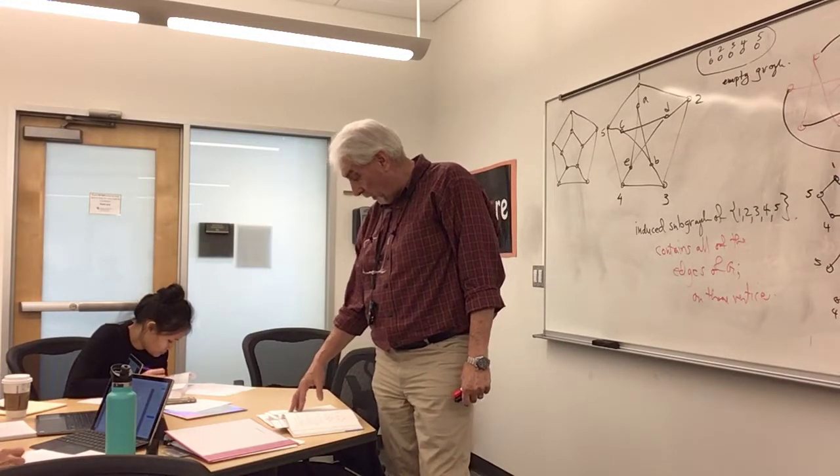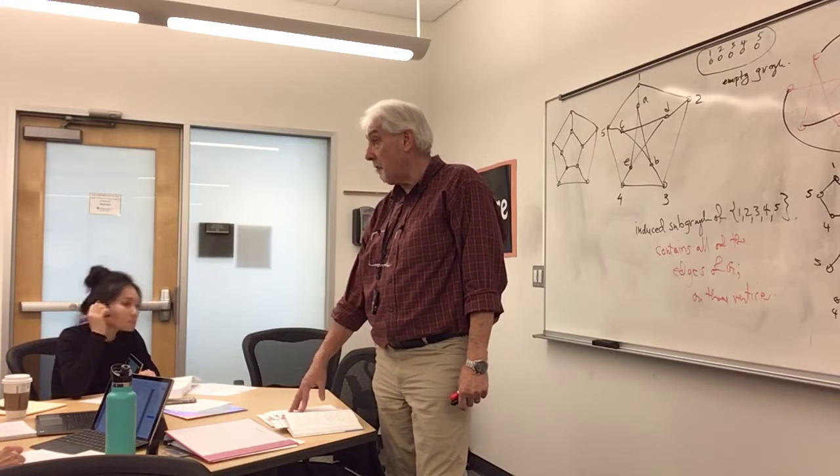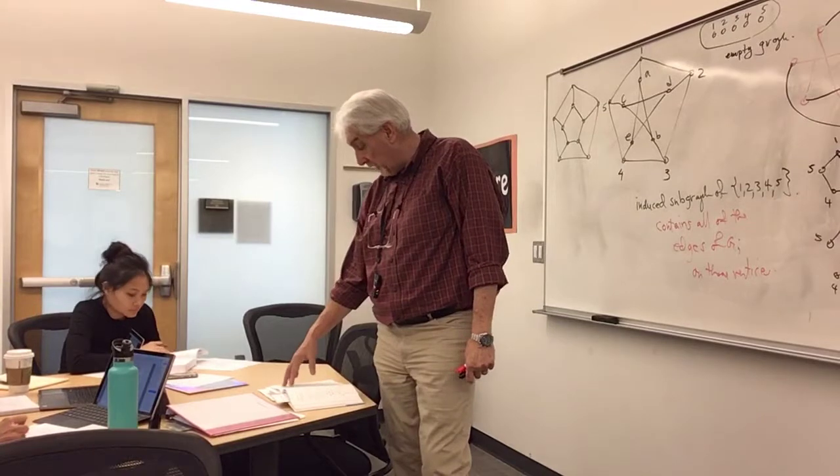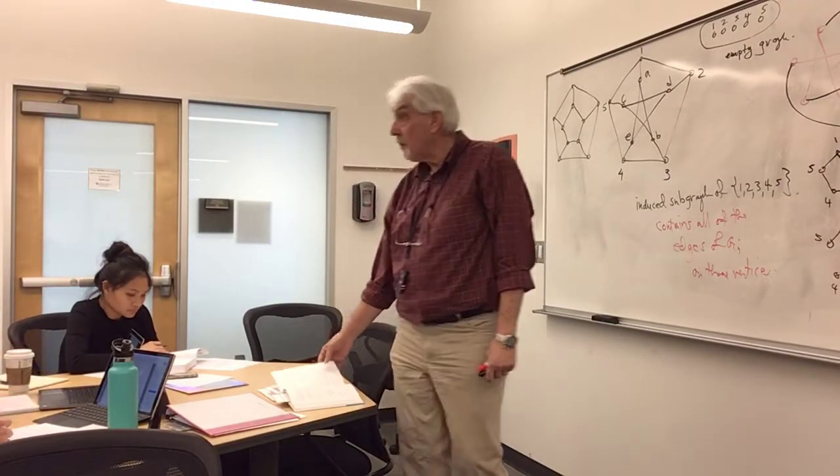Notice also H5 is a spanning subgraph, and it contains more edges. Doesn't matter how many edges it contains, it just has to have all the vertices. Okay? Questions about that?